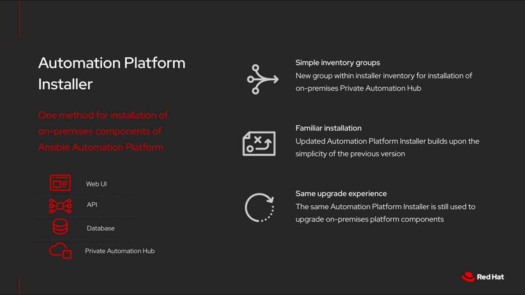Now, there are several key advantages to this approach. One, we can leverage simple inventory groups to drive the layout of on-premises components, which are described in an Ansible inventory file. Additionally, existing Ansible Automation Platform customers should find the process very familiar, as the installer for the UI, API, and database platform components leveraged this installer previously. Additionally, the same installer is used to upgrade all of these on-premises components for the automation platform. So let's take a look at the new installer.